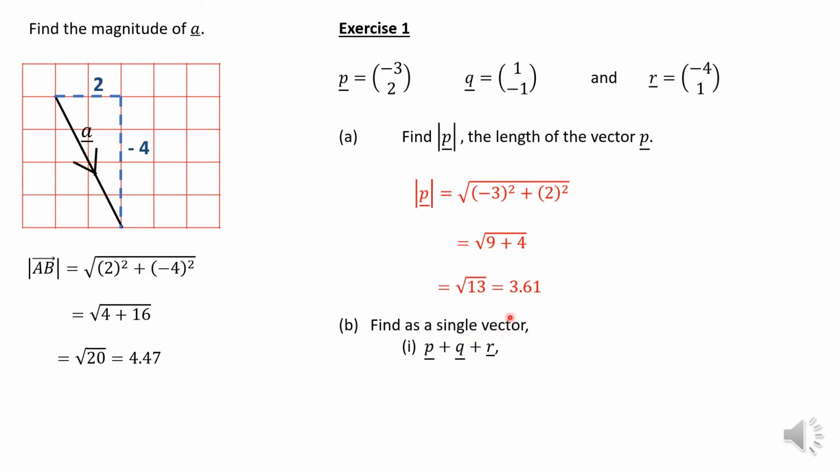Let us take our vectors as we have them here, and add vector P plus vector Q plus vector R. Basically, you're going to add all the x components together and then all the y components together. When I have negative 3 plus 1, that gives you negative 2, and negative 2 plus negative 4 gives you negative 6. Then you have 2 plus negative 1, that is positive 1, and then positive 1 plus 1 gives you 2. Ultimately, that is the answer for the sum of these vectors.